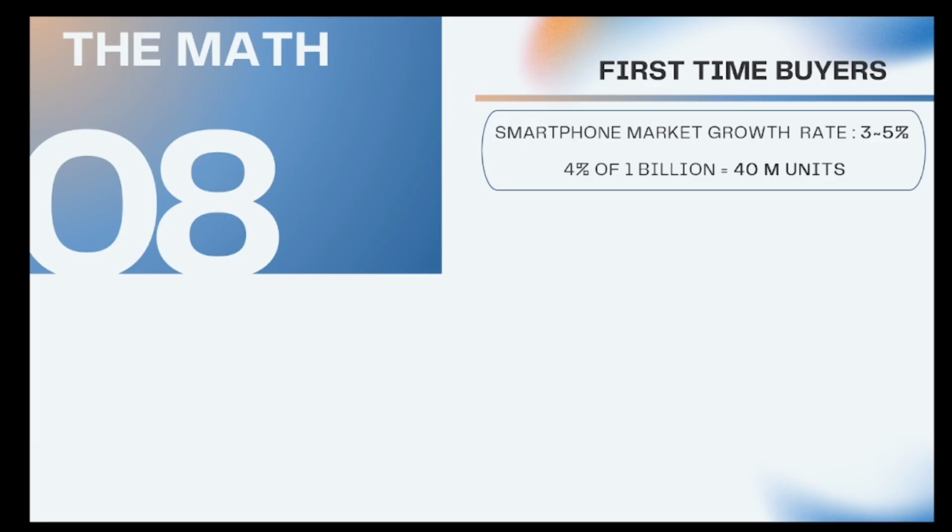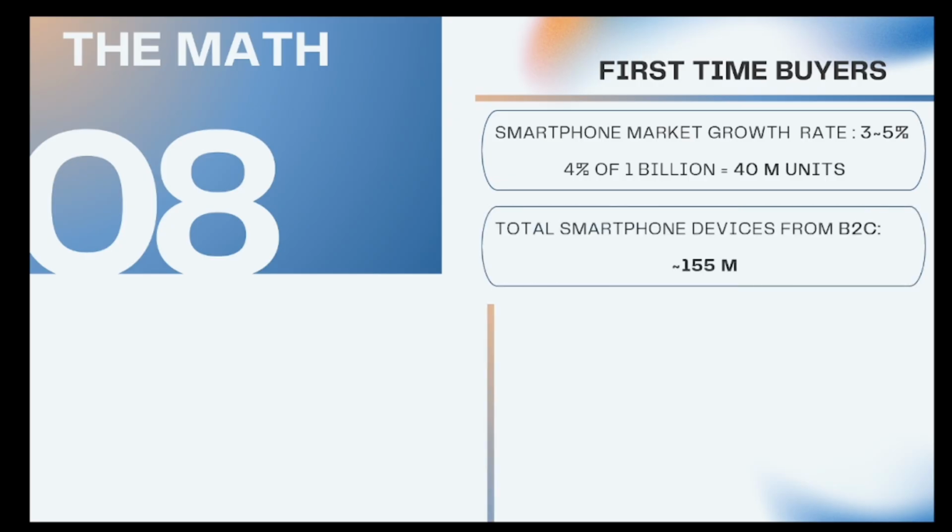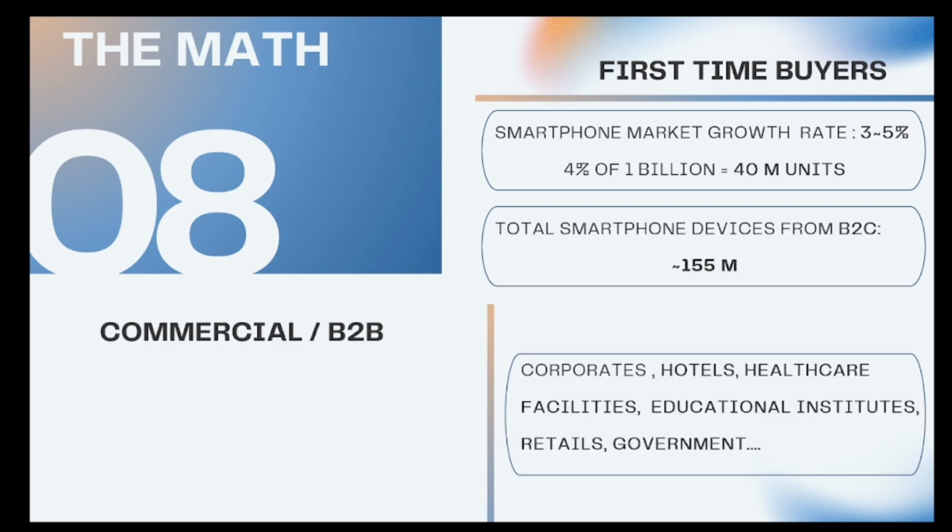So the total sales from consumers, that is B2C, comes out to be around 155 million. Now let's calculate the commercial B2B sales. So again, the question arises, who buys a smartphone commercially? And as we discussed, there are corporations providing devices to employees, hotels equipping staff and offering guest services. There are healthcare facilities, educational institutes, retail chains, and government departments.